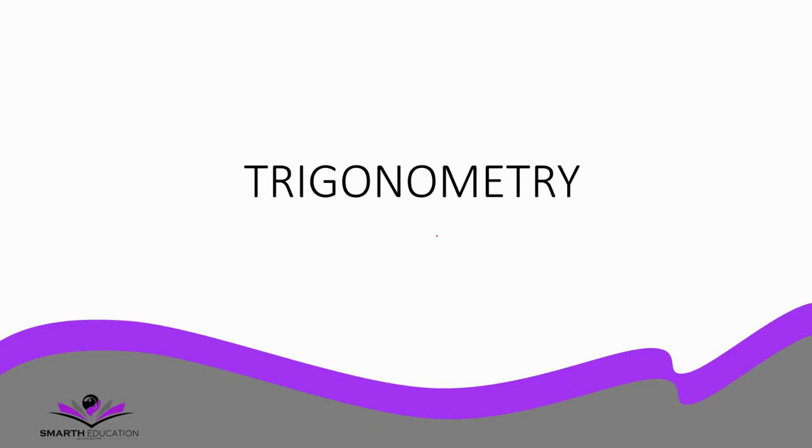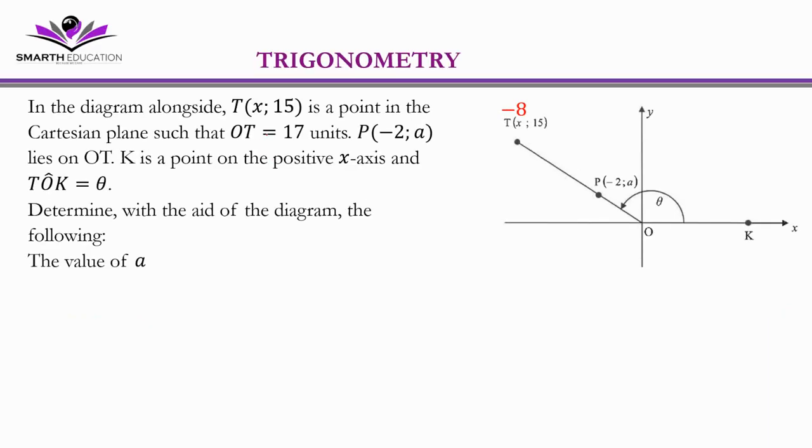Welcome back. Let's do question 115. In the diagram alongside, T is a point in the Cartesian plane such that OT is 17 units. P lies on OT, and K is a point on the positive x-axis, and angle TOK is theta. Determine with the aid of the diagram the following: the value of A.